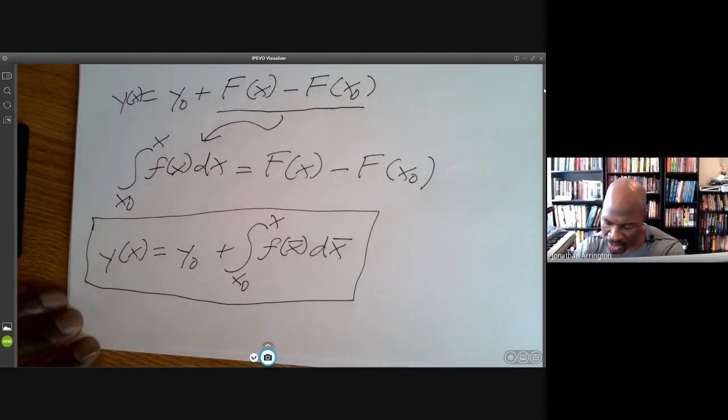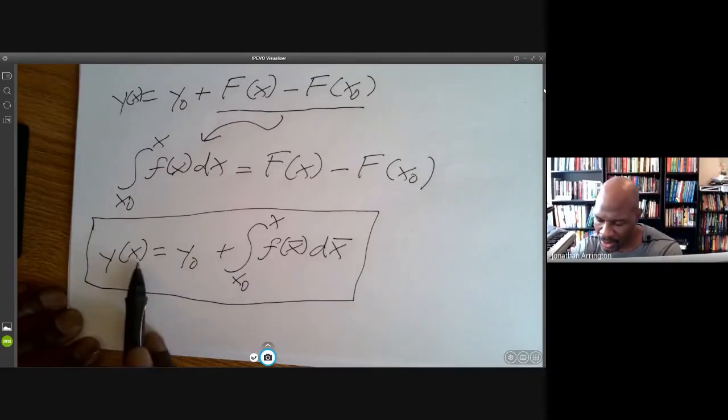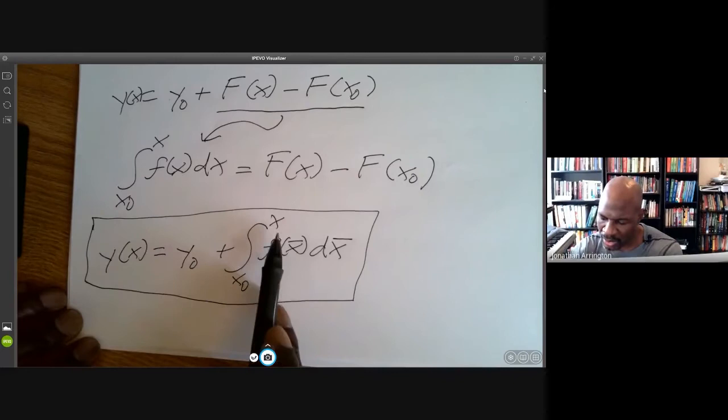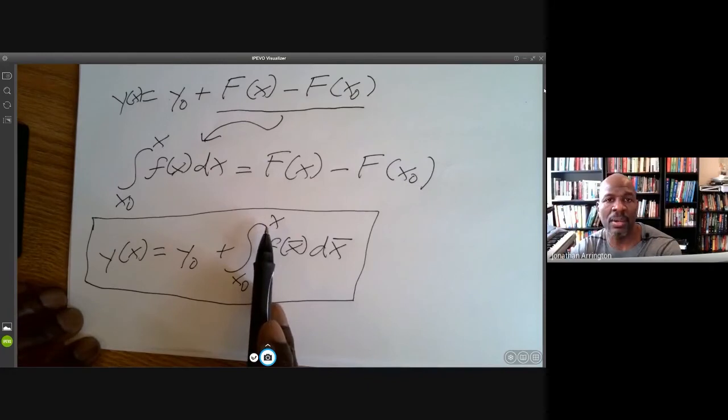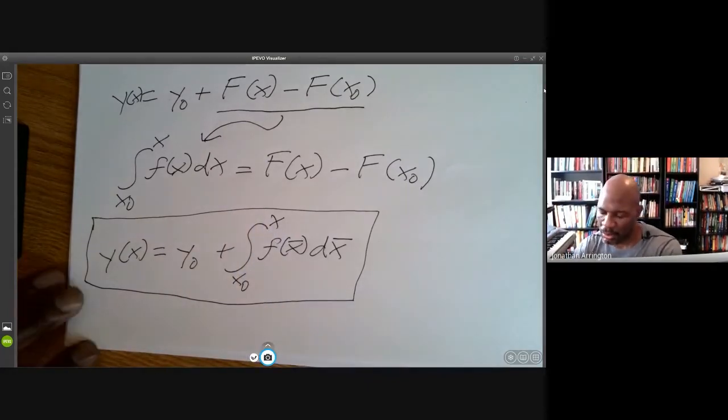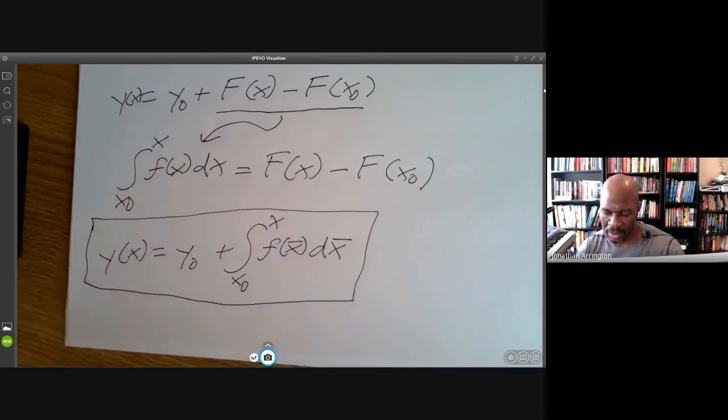So if I want to find y at a certain value, say y of a, then all I'm going to do is plug in an a right here and evaluate this particular guy. And so that's what our second example is over, finding a certain value. But before we show that, let's display this formula.